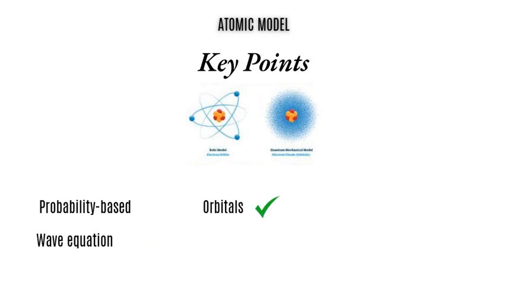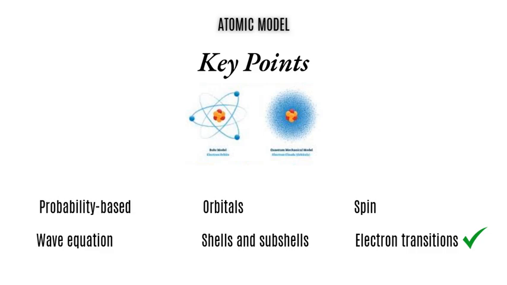An atomic orbital is a region within an atom where there is a 90% chance of finding an electron. Electrons are organized into shells based on their energy, with higher energy shells being farther from the nucleus. Shells are further divided into subshells labeled with the letters s, p, d, and f. Electrons have an intrinsic property called spin and can have one of two possible spin values, spin up and spin down. When an electron moves from one energy level to another, it absorbs or emits a photon.